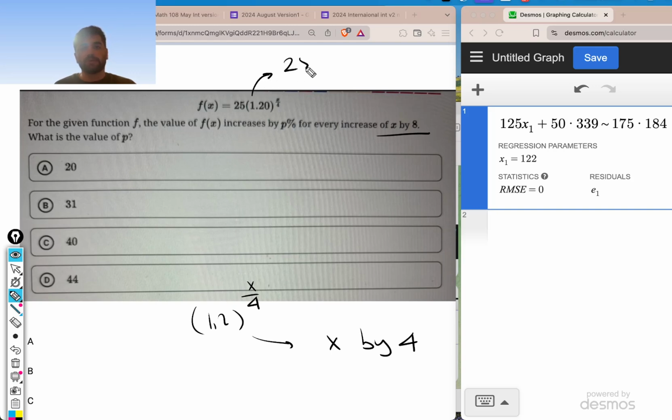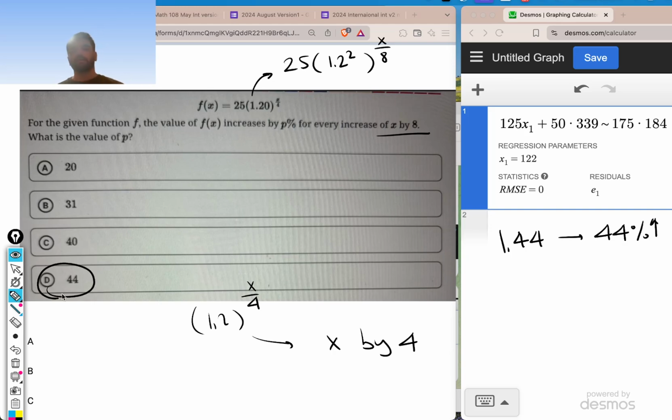25 multiplied by something here and x over 8. To make that x over 8, you have to write 1.2 squared here. And 1.2 squared is equal to 1.44. And 1.44 means that it is a 44% increase. So the answer will be D here. Let's look also at how to do it with decimals. Maybe it is a little bit complicated for you.